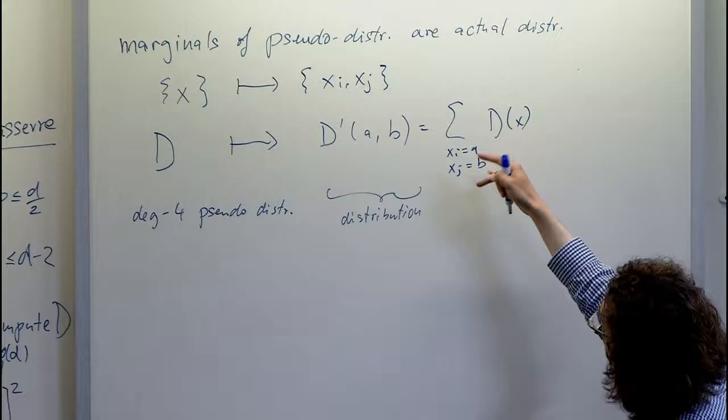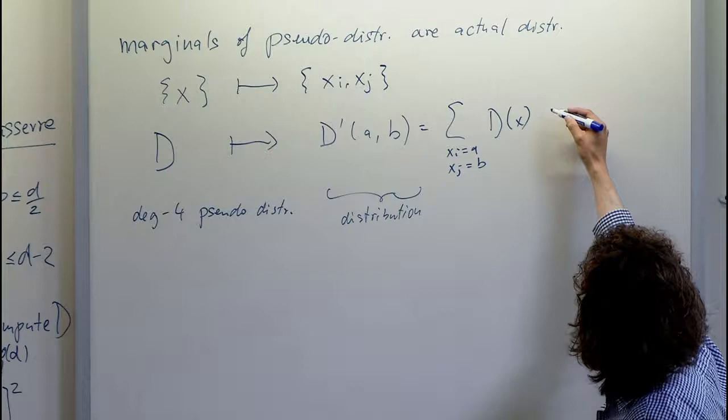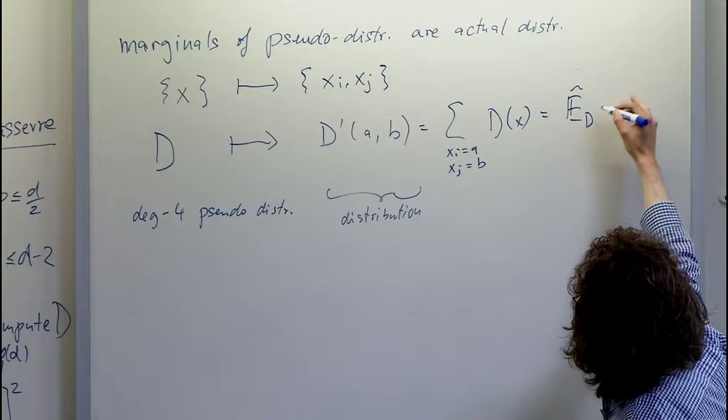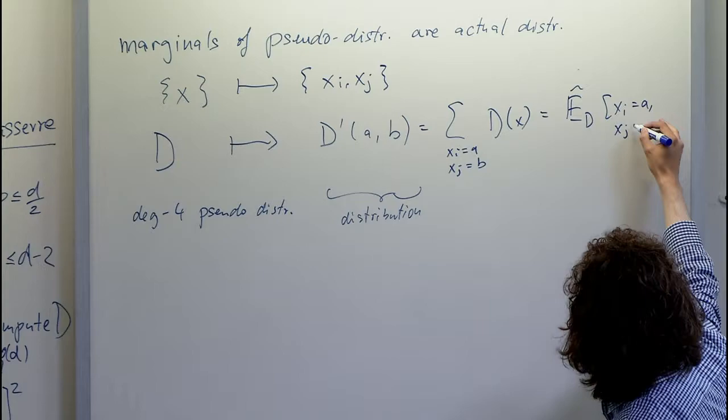So now, the only thing we have to verify is that this here is non-negative for all choices of A and B. And the reason why this is non-negative is because this here is the same as the expectation of the indicator of this event.